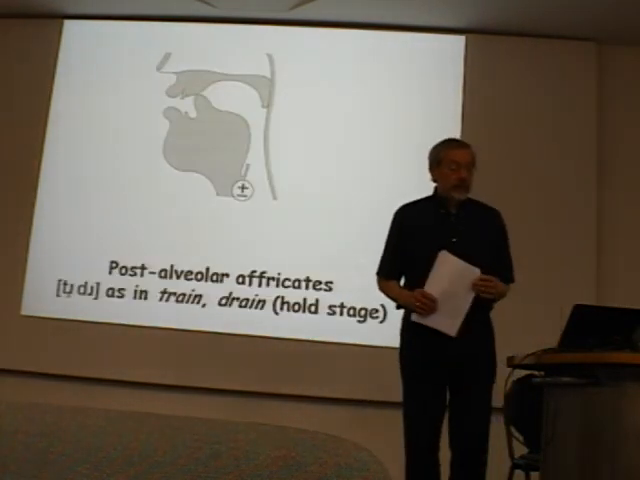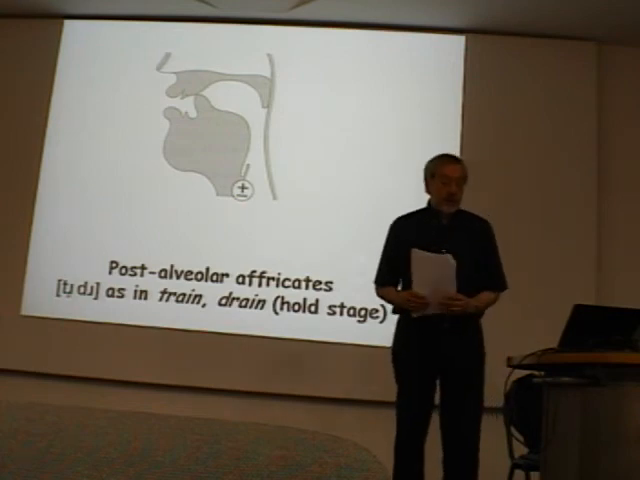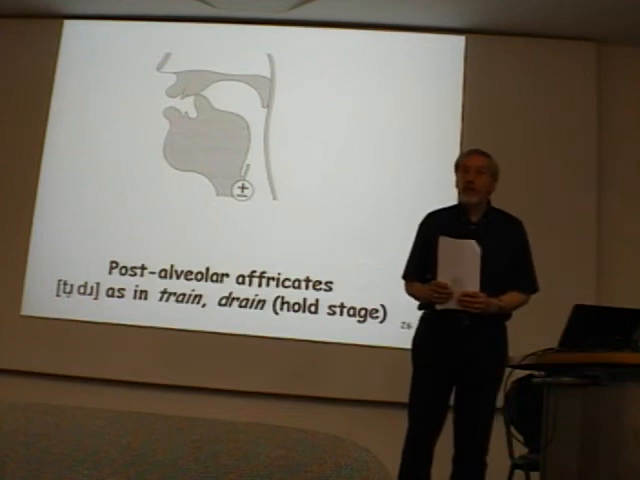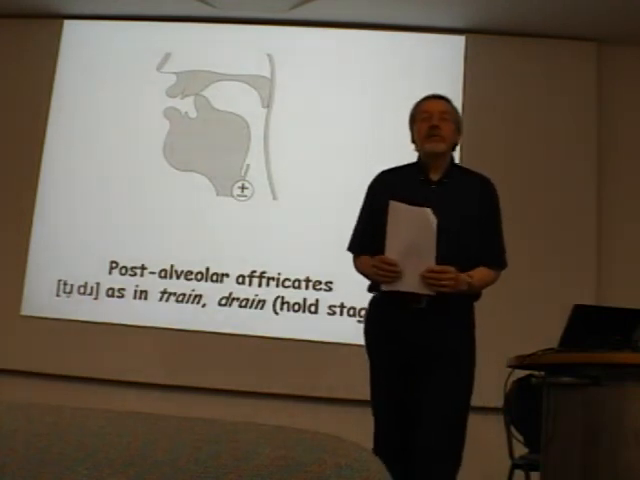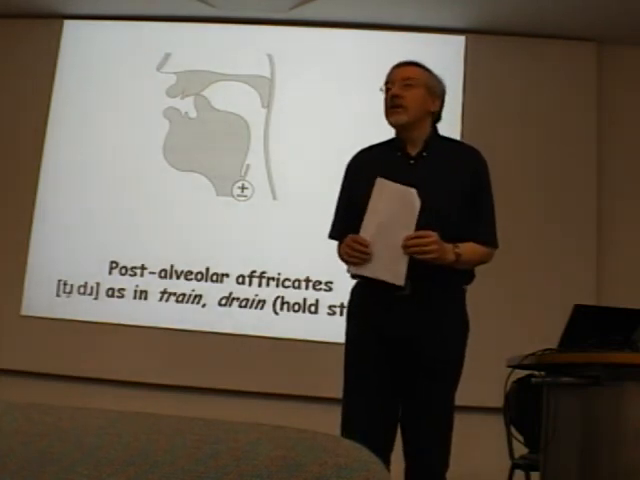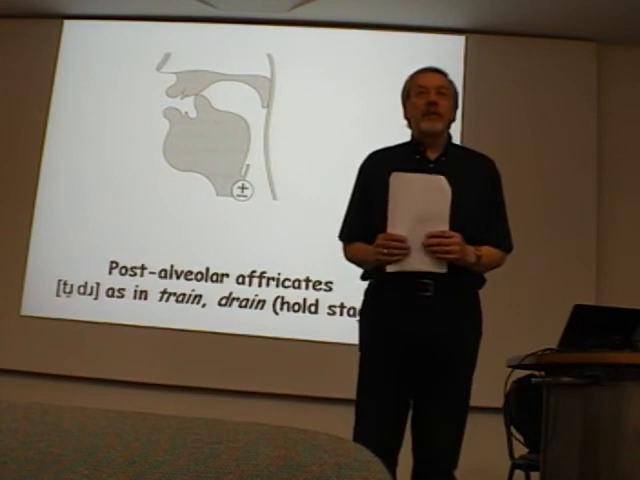Here you have two post-alveolar affricates, tr, dr, as in train and drain. And there you can see that in that particular context, the sound is produced by the tongue actually touching the roof of the mouth.